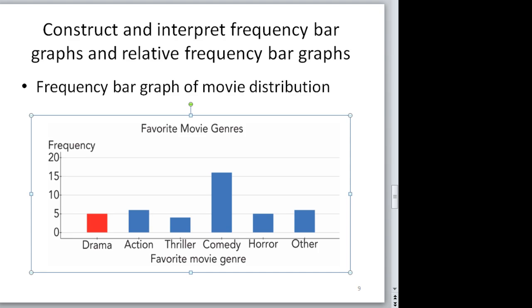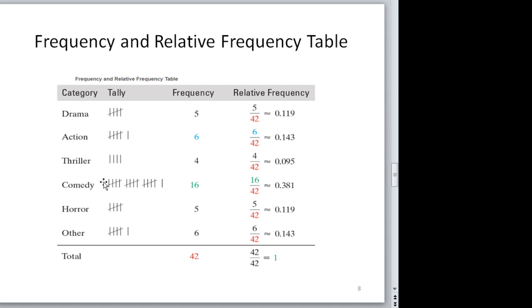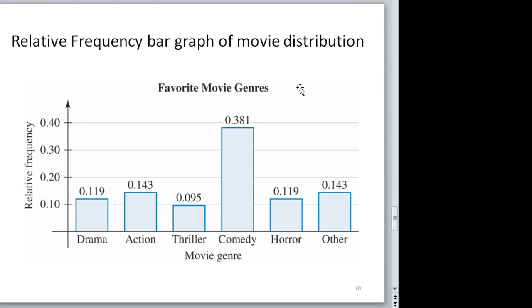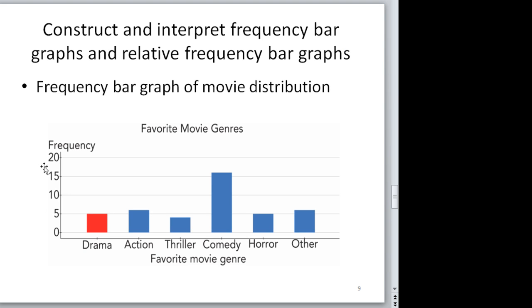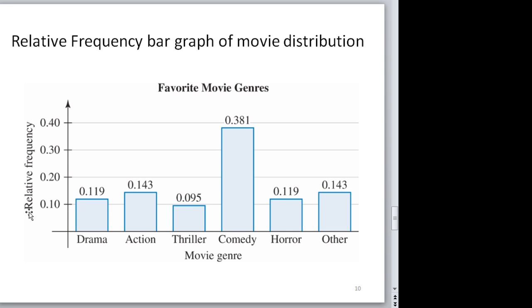So that's actually from category with the frequency column. Now what about if we match the category with the relative frequency column? For example, drama matching to 0.119, and that becomes this graph. So drama was 0.119, right? Well, not percent, in decimal, so it's 11.9%. And this is what used to be the frequency axis, the usual y-axis. Now we have the relative frequency there.